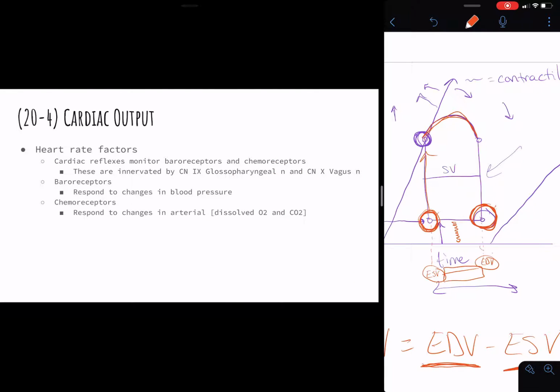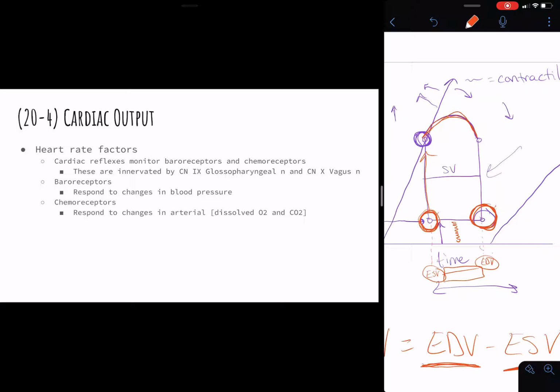Okay, additional heart rate factors. So we also have reflexes. Reflexes are going to come from two different types of receptors. One is baro, one is chemo. The baroreceptors respond to pressure, changes in pressure. And then the chemoreceptors are going to respond to changes in blood composition. So things like dissolved O2, but primarily dissolved CO2.